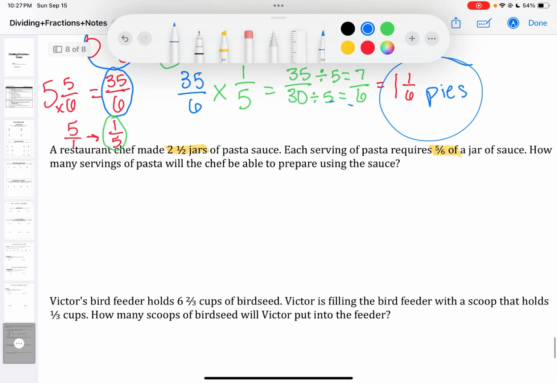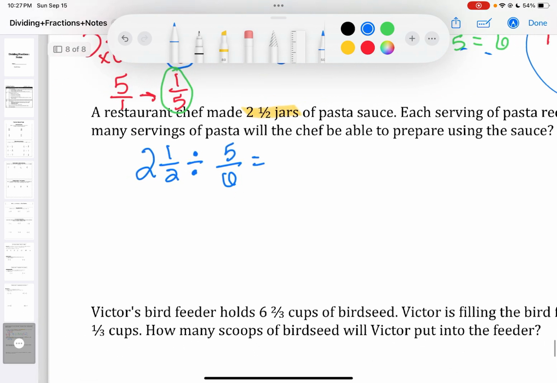So I'm going to start by writing out 2 and 1/2. And I'm dividing this amount by 5/6. Because we want to know how many servings of pasta the chef would be able to make using that amount of sauce that we have.